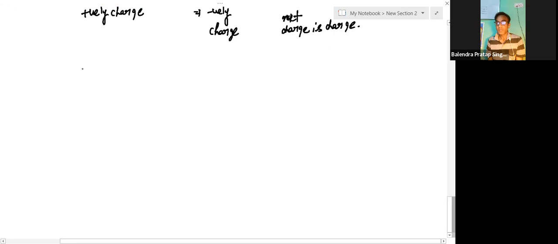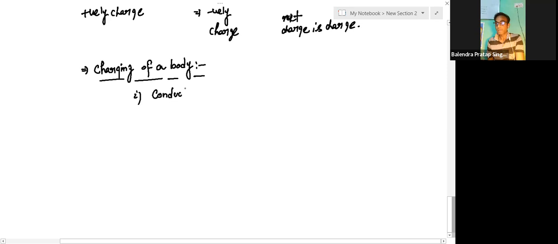Charging of a body. There are three methods through which we can charge a body. The first one is charging through conduction, the second one is charging by induction, and the third one is charging by friction, which we also call frictional electricity.